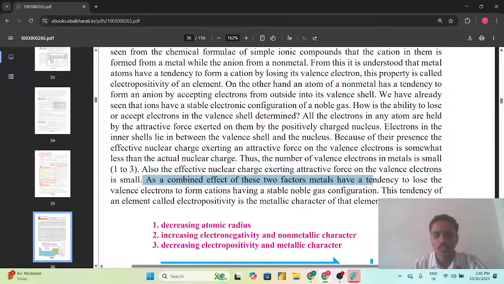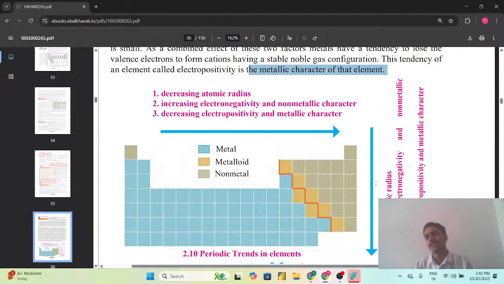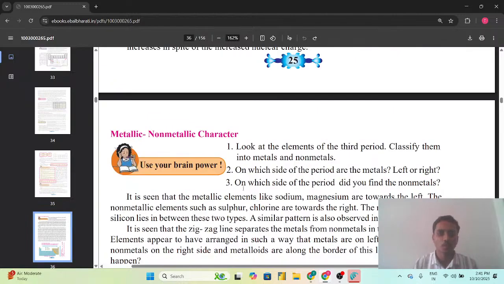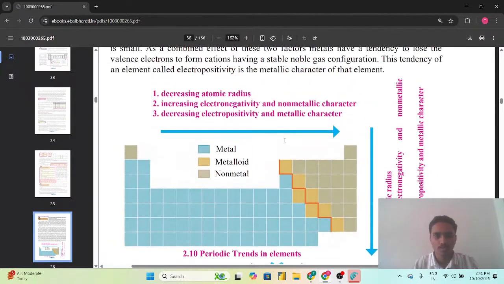As a combined effect of these two factors, metals have the tendency to lose the valence electron to form cations having a stable noble gas configuration. This tendency of an element, called electropositivity, is the metallic character of that element. So जैसा कि टॉपिक का नाम ही था, metallic and the non-metallic character, which we are seeing.